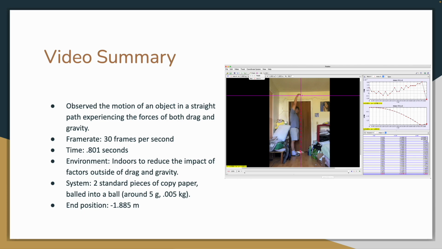The video was recorded at 30 frames per second. In time, it was 0.801 seconds. For the environment, it was indoors to reduce the impact of factors outside of drag and gravity. For the system, I used two standard pieces of copy paper, balled into a ball, around 5 grams. The end position of the ball was minus 1.885 meters from the origin.